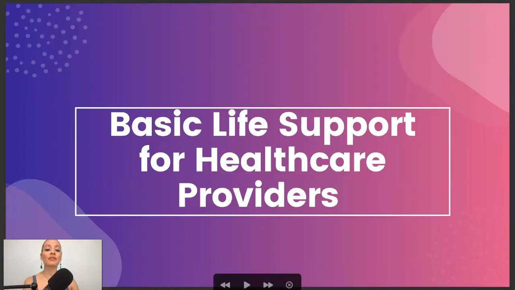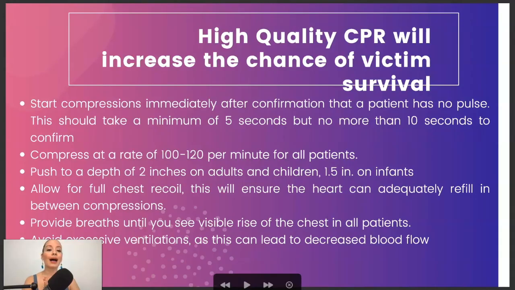All right, basic life support for healthcare providers. High quality CPR will increase the chance of victim survival. I'm not sure why the slide looks this weird. Probably because I'm doing this in the PDF version versus the actual presentation. But anyways, you start compressions immediately after confirmation that a patient has no pulse. Okay, important, no pulse, that's when you do compressions.